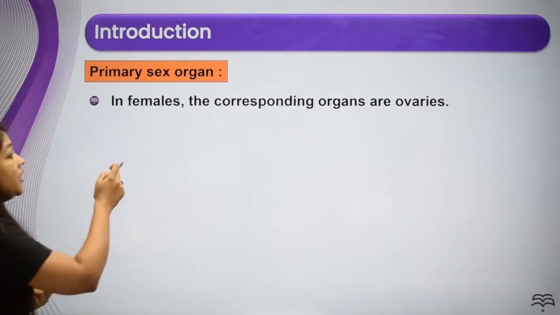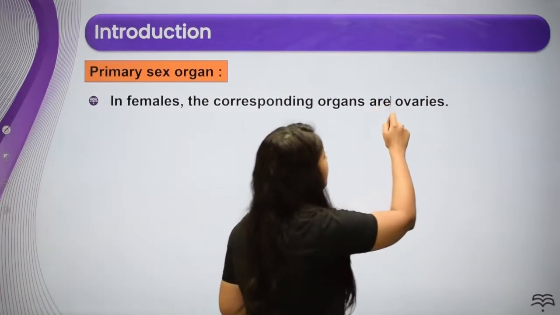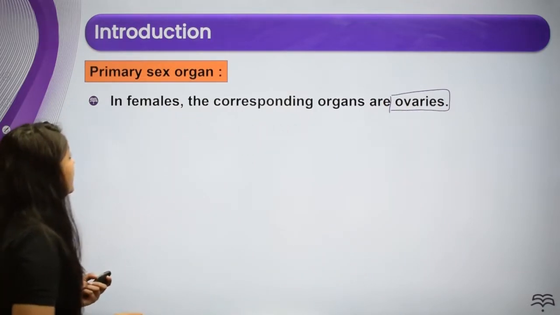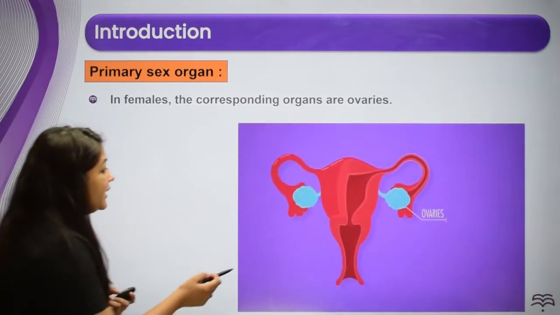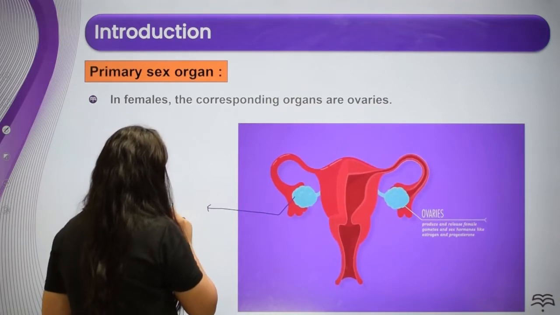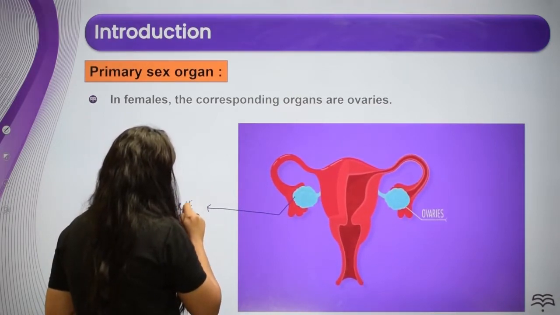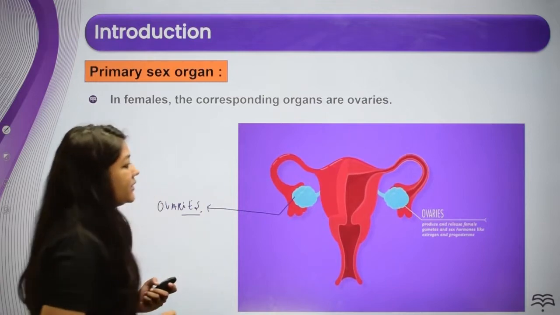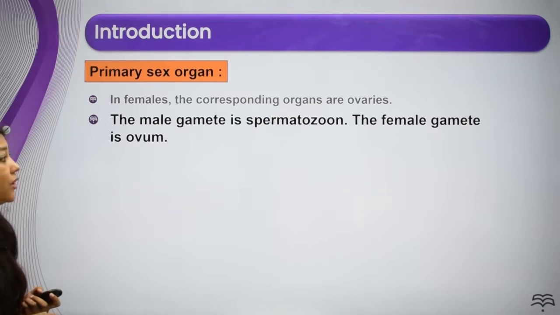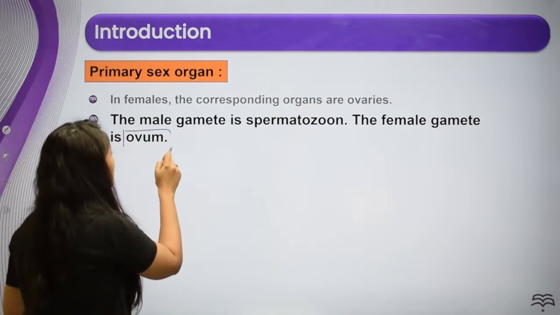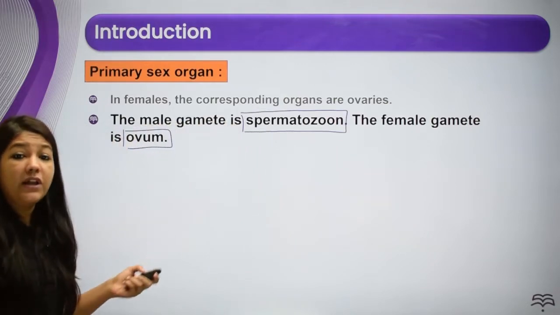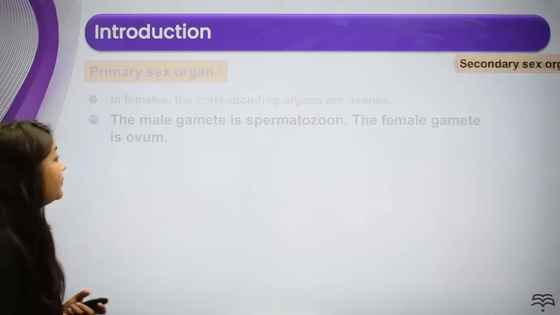All right. In females, the corresponding organs are ovaries. That means we are talking about the primary sex organs of the females. See here. What are these? These are nothing but ovaries. One on the right side, one on the left side. Now, the male gamete is spermatozoa and the female gamete is ovum. So, this is also something that you have to remember, right? Sperm and ova, that's what we have been learning since the beginning, right?